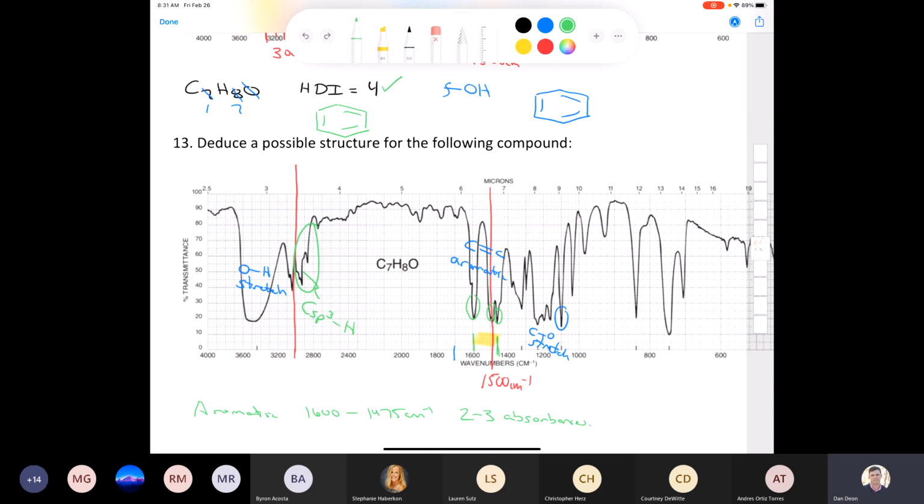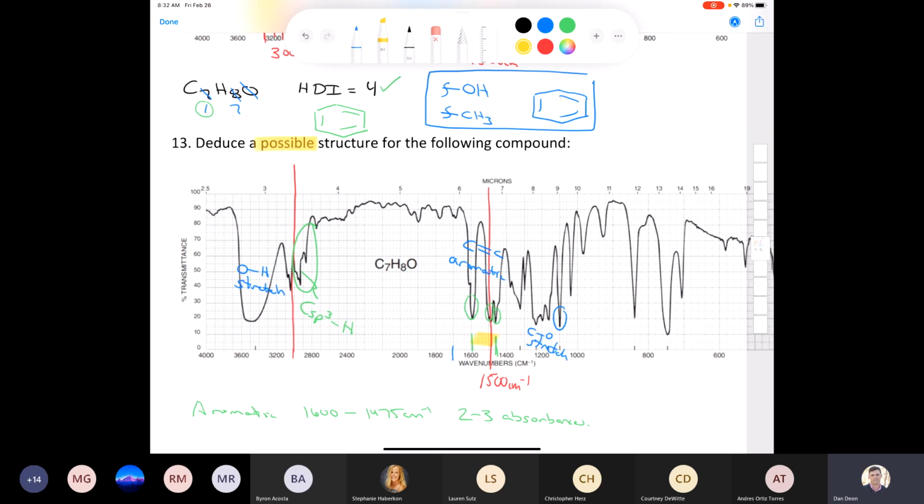Well, hold on. If I've got 1 carbon left over, the only way for that carbon to be sp3 hybridized would be for it to be a methyl group, right? That's the only possibility for having 1 carbon and having it be sp3 hybridized. So look, now I have everything I need to build my compound. Now notice it says deduce a possible structure for the compound. So how would I put all 3 of those pieces together? I'll show you how I would do it.